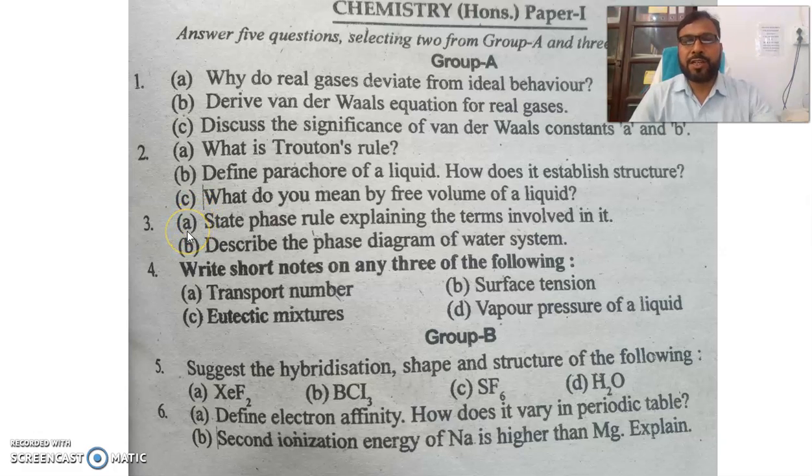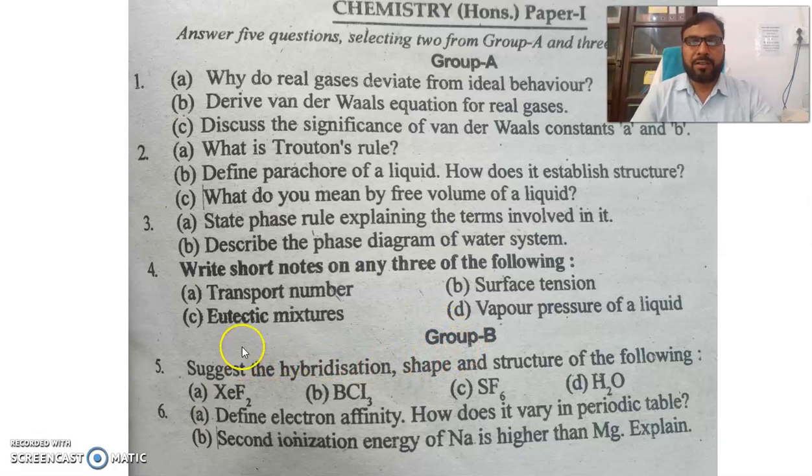Now 3: state phase rule, explaining the terms involved in it, and describe the phase diagram of the water system. Now fourth: write short notes on any 3 of the following: transport number, surface tension, eutectic point or eutectic mixtures, and vapor pressure of a liquid.